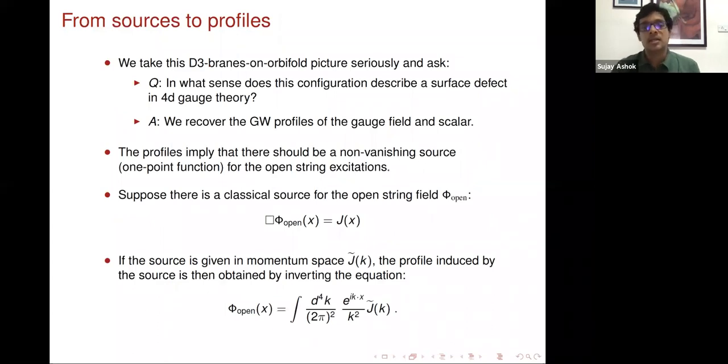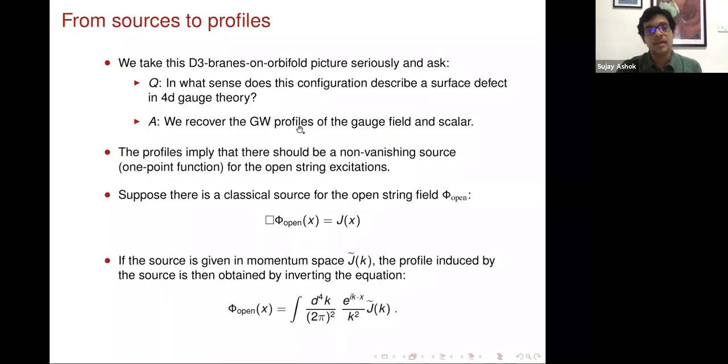Okay. So what we're going to do is to take this picture seriously. We're going to assume that Kanno-Tachikawa's proposal is correct, and we can ask in what sense it describes a defect. Suppose you didn't consider D-instantons, and it just had fractional D3s on the orbifold. This is supposed to describe a defect. So you can ask, in what sense is this a surface defect? And what we'll show is that we can recover the profiles that I described earlier for the gauge field and the scalars in this orbifold background, using conventional string perturbation theory.